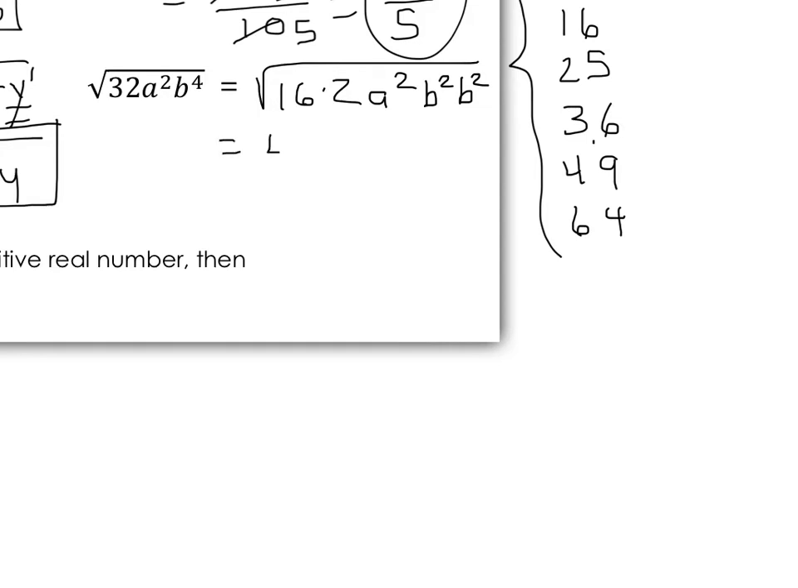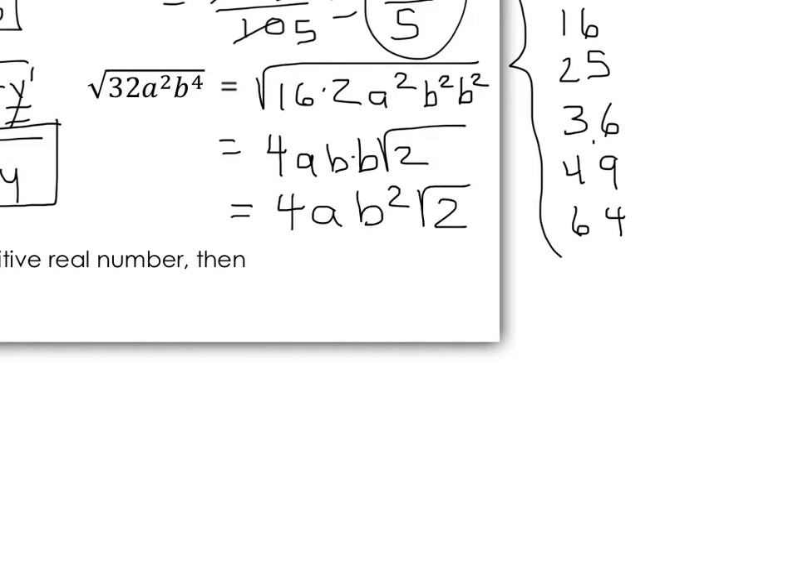So the square root of 16 is 4. I can't take the square root of 2. The square root of a squared is a. Now what's going on here? The square root of b squared is b, and the square root of b squared is b. So that gives me 4ab squared times the square root of 2.